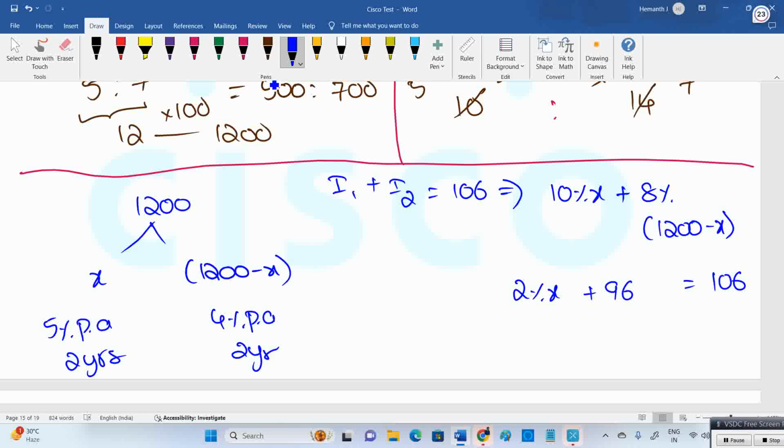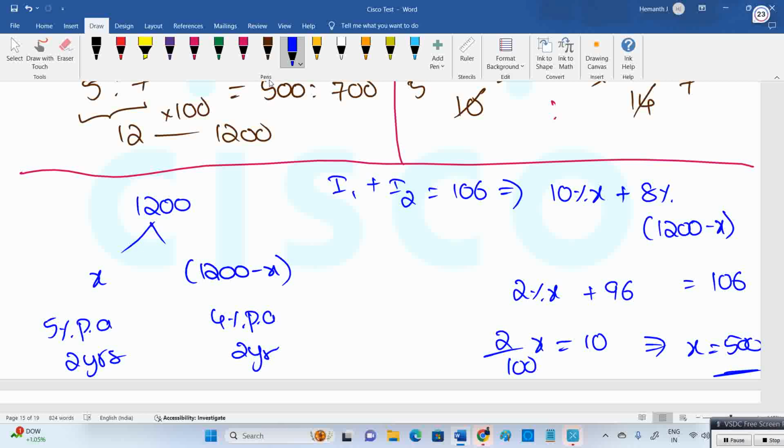You have to calculate the x value. 2% means 2 divided by 100 equal to 10. You get x value 500. See, the first part is 500. So this is easy for us. Okay, it's better, it's all up to you. If you feel this is easy, fine, you can go with this method also. X is nothing but 500. First part is 500.